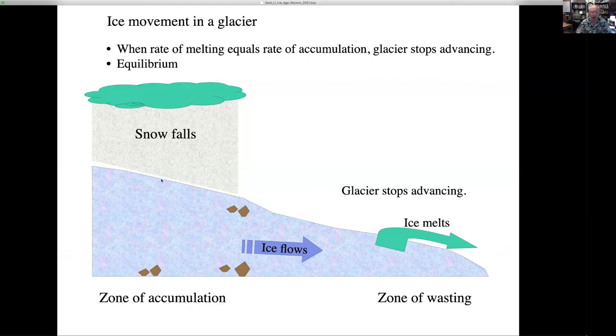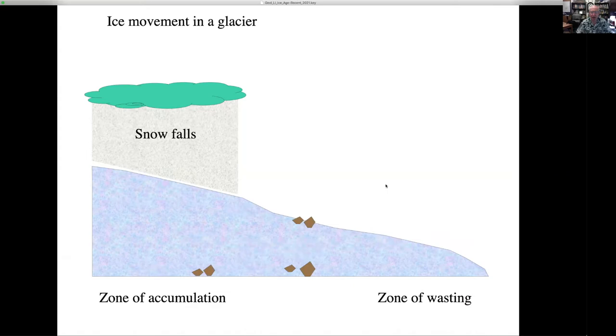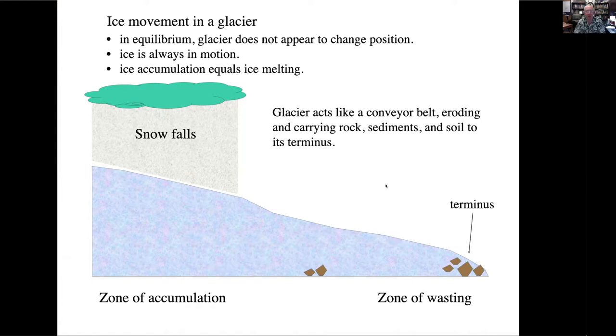And as the ice continues to flow and melt away, it carries whatever rocky material it picks up, and that material ends up building up along the margin of the glacier, what we call the terminus of the glacier. And then if conditions change and the climate warms up, or you get less snowfall in the wintertime, so that the rate of melting exceeds the rate of flow, then the edge of the glacier will retreat.